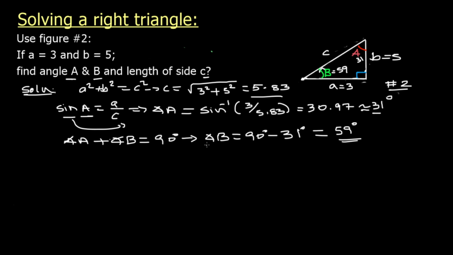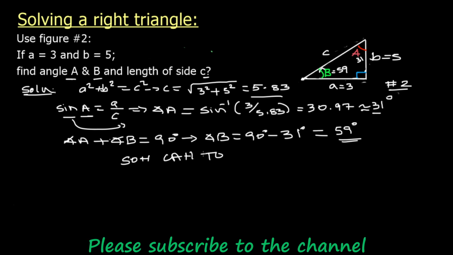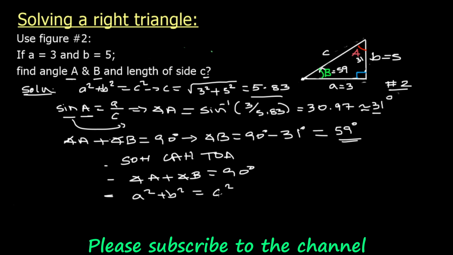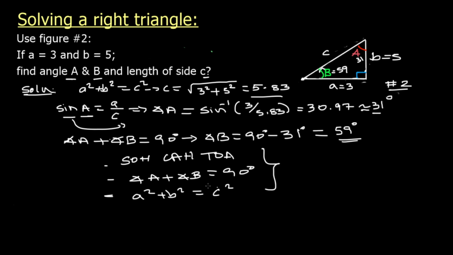We are dealing with what? A right angle triangle. SOHCAHTOA will be helpful if you need it. Also, the addition of angles, angle A plus angle B equals 90 degrees, is helpful. And also the Pythagorean theorem, A squared plus B squared equals C squared. Knowing these three equations or shortcuts, you will be able to solve right angle triangle problems. Just keep in mind what you are asking and what you're trying to find.